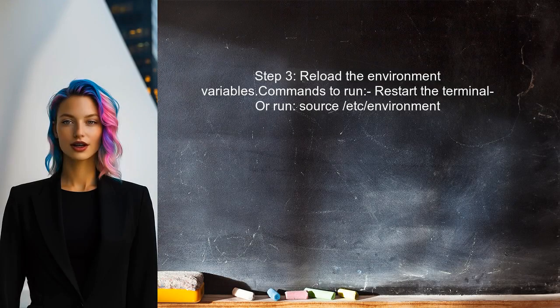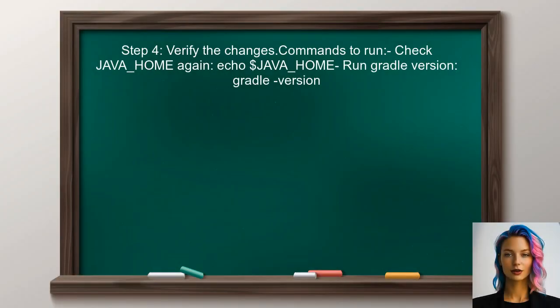After making the changes, the user should save the file and then reload the environment variables. This can be done by either restarting the terminal or using a specific command. Finally, the user should verify that the changes have taken effect by checking the Java Home variable again and then running the Gradle version command to ensure it works without errors.